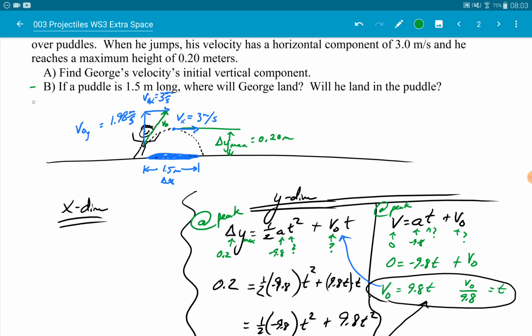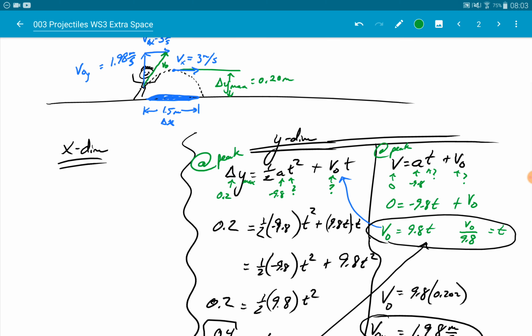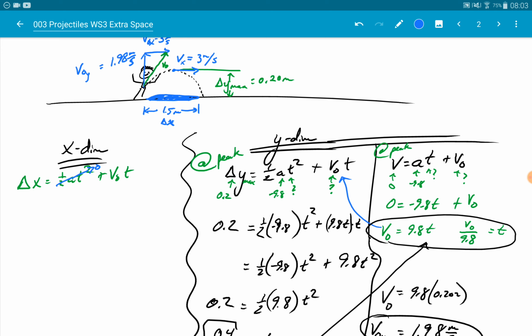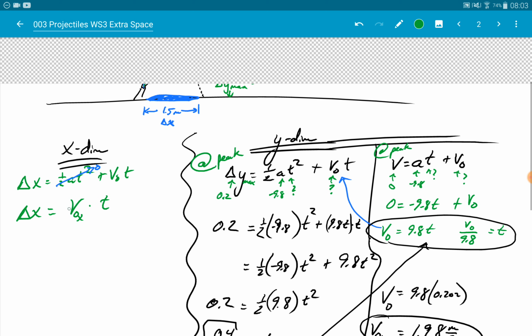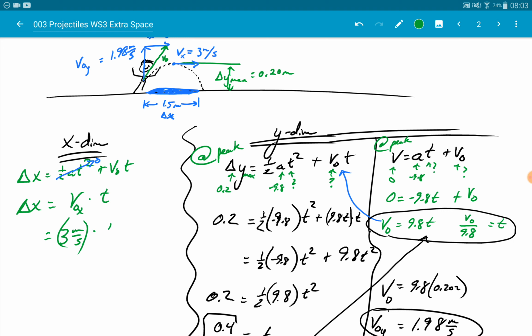So if the puddle is 1.5 meters long, where will George land? Will he land in the puddle? So here we just want to figure out what is delta x here. So then I go to my x dimension here. So now I actually care about something there. It's 1/2 at squared plus v naught t. And you've probably done enough of these that you're going, hey, there's no acceleration in the x dimension, so that whole term is 0. So that greatly simplifies this. And delta x is just my original velocity in the x dimension multiplied by the time there. And I know what my original velocity in the x dimension is. That is just 3 meters per second, as it gave in the problem. So I need to multiply it by the time.